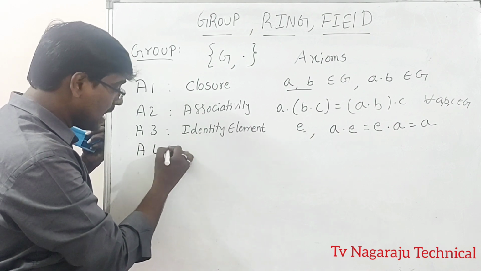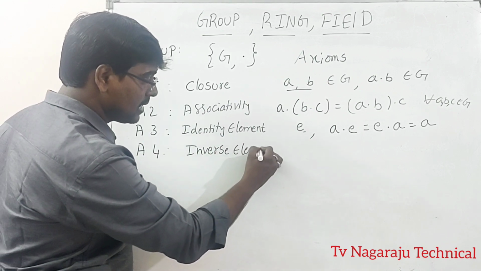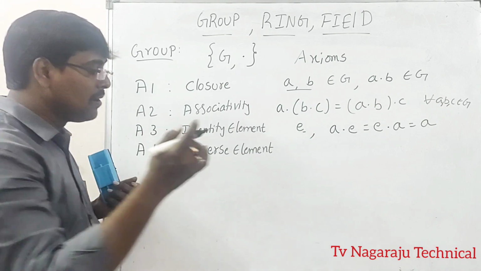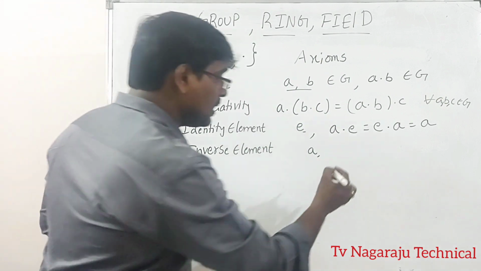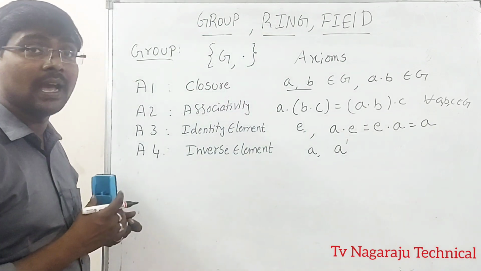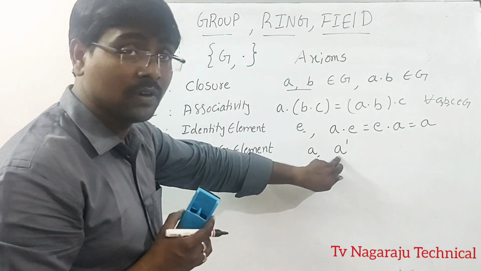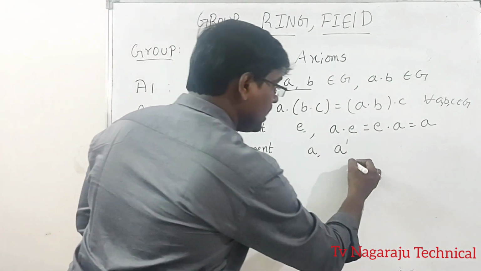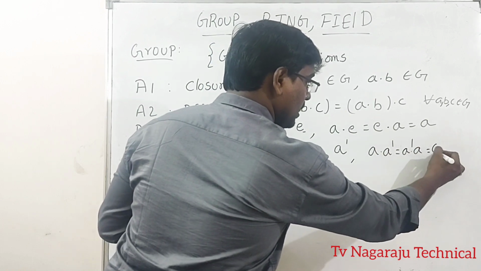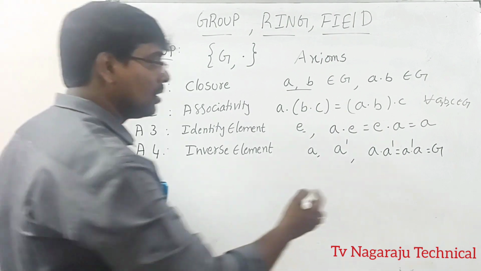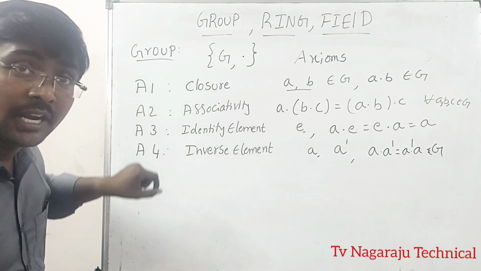And the next one, A4, is called inverse element. Inverse element means, for an element A in the group, there exists an inverse element A dash such that A into A dash, or A dash into A, is equal to the identity element belonging to G. Clear? So these are the four properties that are supported by a group.